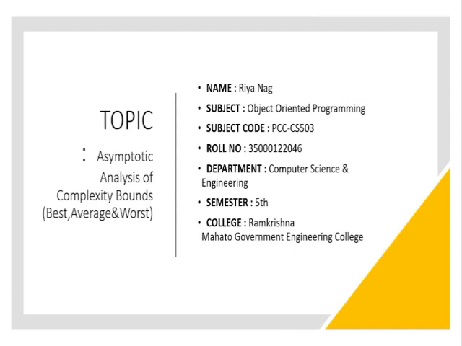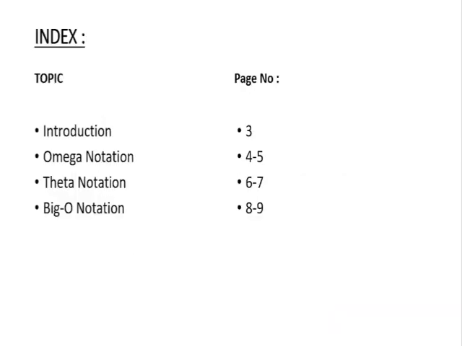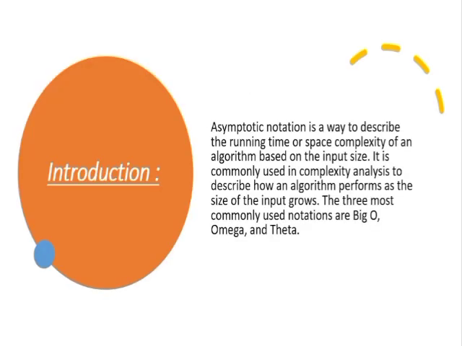My topic is asymptotic analysis of complexity bounds. So, first of all, asymptotic notation is a way to describe the running time or space complexity of an algorithm based on the input size. It is commonly used in complexity analysis to describe how an algorithm performs as the size of the input grows.